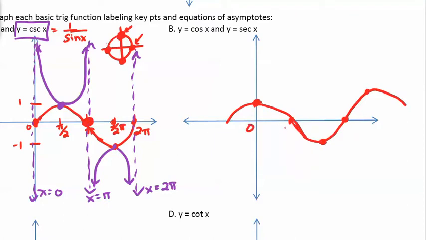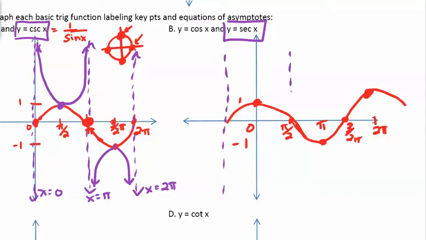So let's label 0, pi over 2, pi, 3/2 pi, and 2 pi is where our cycle finishes. This height is at 1. This is at -1. And then we want to graph secant. Secant, likewise, same as we did for cosecant. Secant is the reciprocal of cosine. So wherever cosine is 0, secant is undefined.